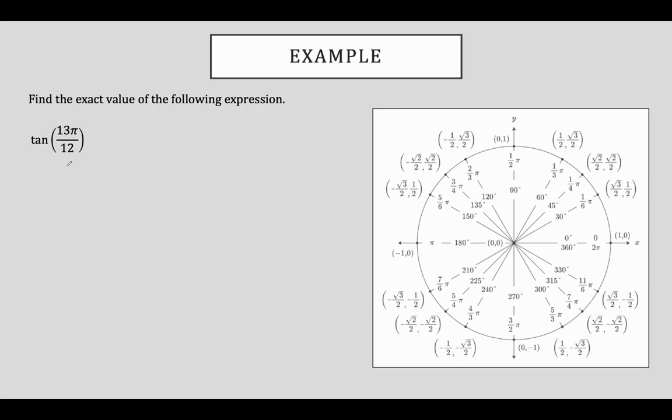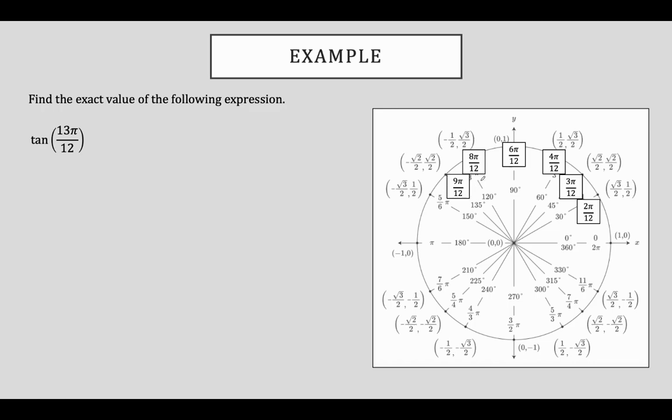Pi over 6, I can rewrite as 2 pi over 12. Pi over 4 is 3 pi over 12. Pi over 3, I would multiply by 4 over 4. That's 4 pi over 12. 1/2 pi would be 6 pi over 12. Any combinations yet? Nope, not yet. 2 pi over 3, I want to multiply by 4 over 4. That gives me 8 pi over 12. And if I multiply 3 pi over 4 times 3 over 3, that gives me 9 pi over 12.